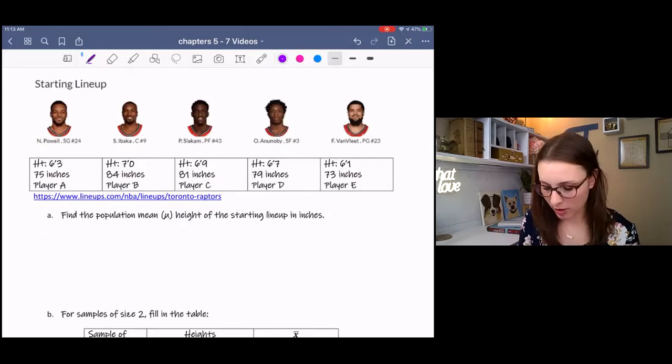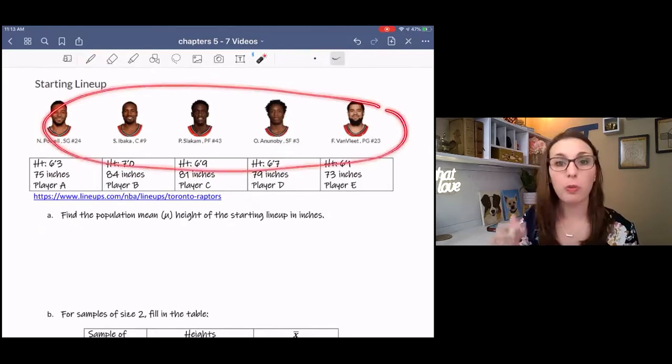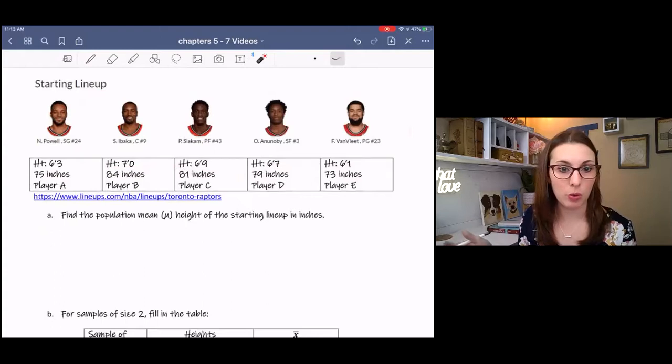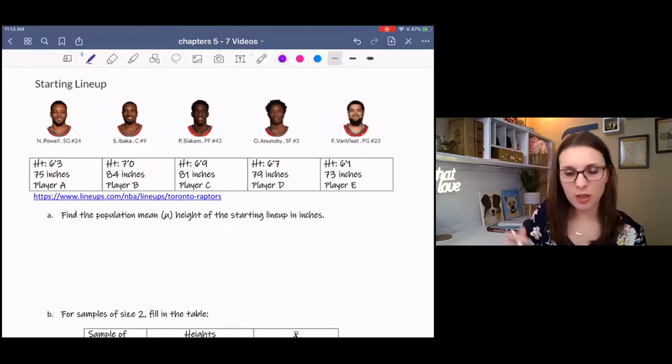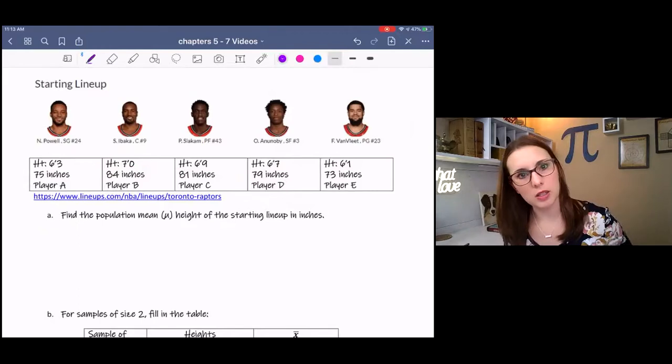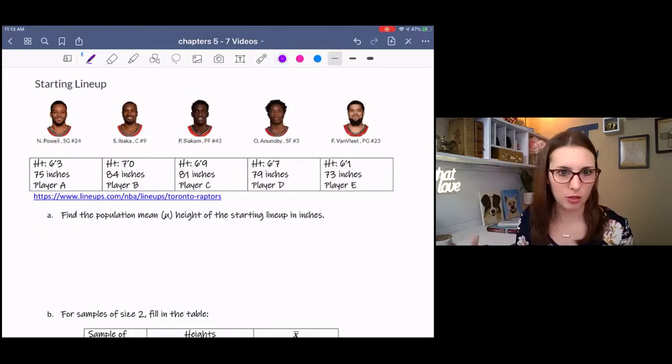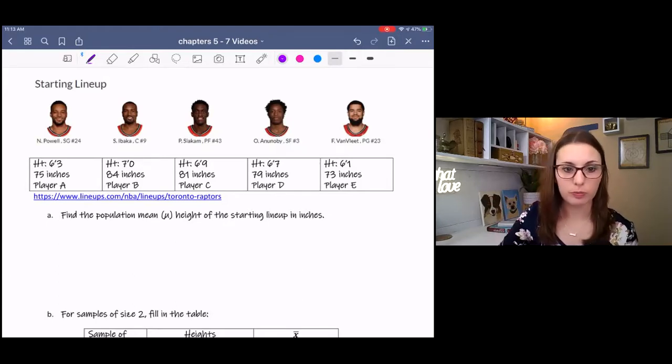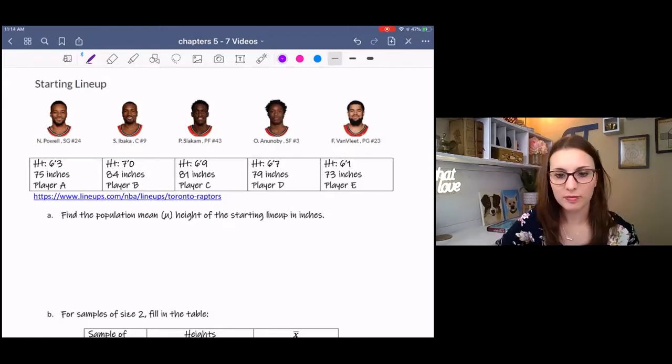So we're going to start with finding the population mean. And we're calling this starting lineup our population for the sake of the example. So if you remember how to find mean, I want you to go ahead and pause the video, find the mean, come back and check your answer. To find the population mean, it's the same way as just finding the mean. So you're finding the mean of the heights in inches, not the feet. So pause it, find the mean, come back, and we'll compare.